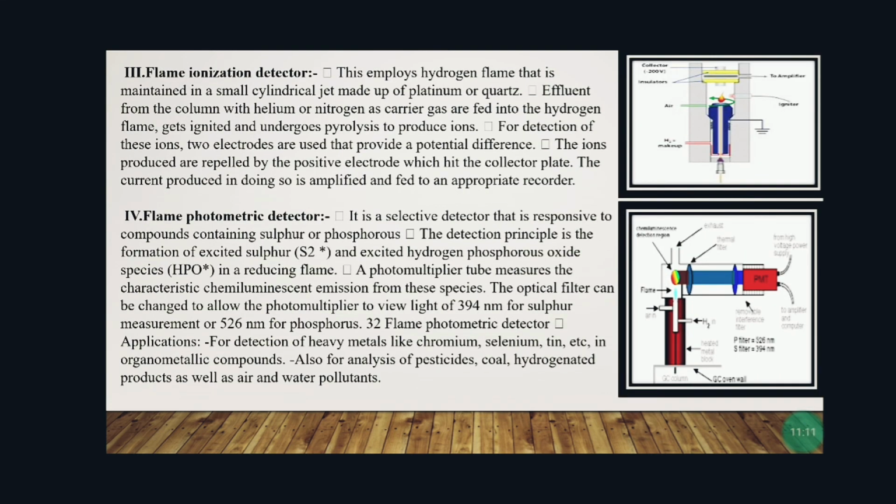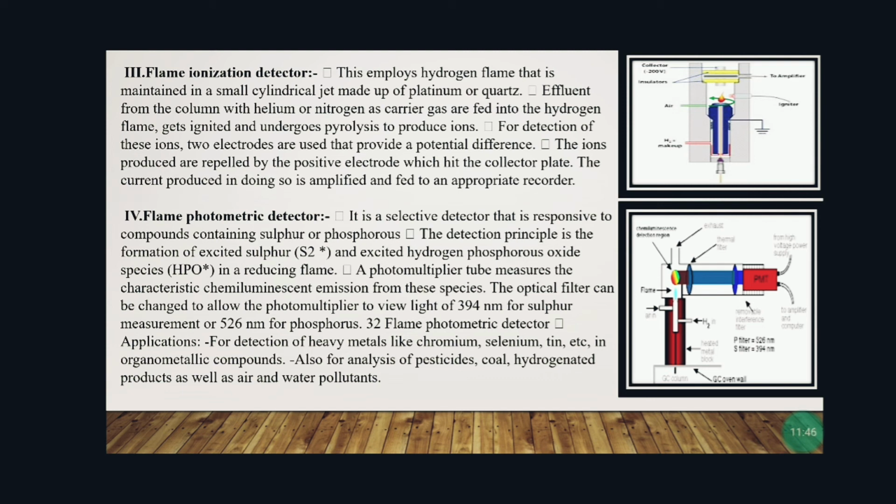The third one is flame ionization detector. This employs a hydrogen flame that is maintained in a small cylindrical jet made up of platinum or quartz. Effluent from the column with helium or nitrogen as carrier gas is fed into the hydrogen flame, gets ignited and undergoes pyrolysis to produce ions. For detection of these ions, two electrodes are used that provide a potential difference. The ions produced are repelled by the positive electrode and hit the collector plate. The current produced in doing so is amplified and fed to an appropriate recorder.